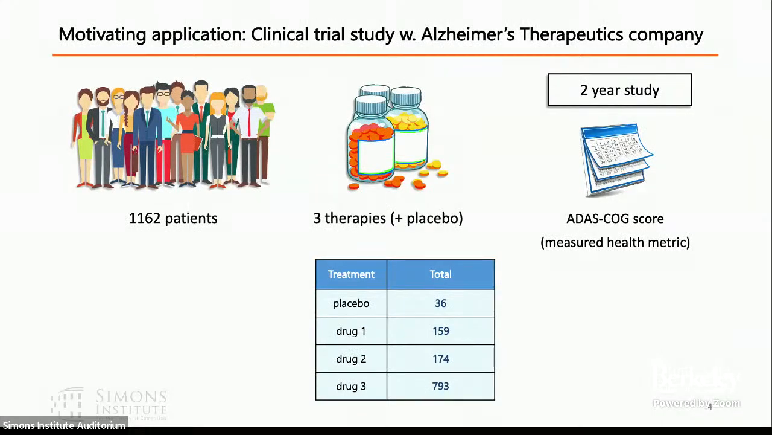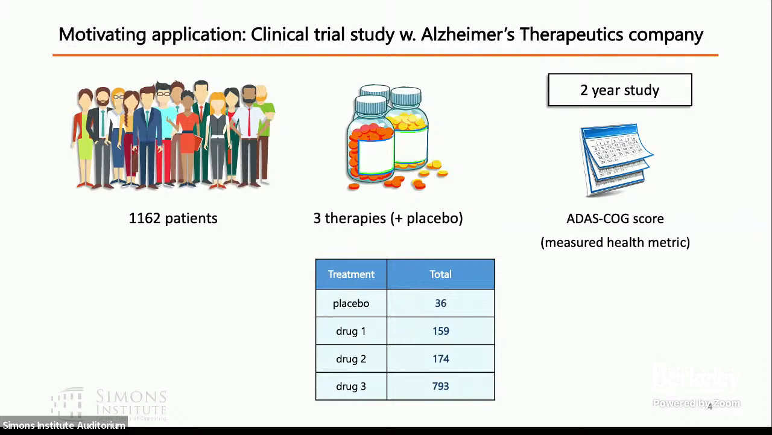The motivating application for the remainder of this talk is going to be some work we did with an Alzheimer's therapeutics company. They gave us access to their phase 3 clinical trial data. There were 1,162 patients in that trial. They're testing the efficacy of 3 different therapies, plus placebo. So let's call it 4 therapies.